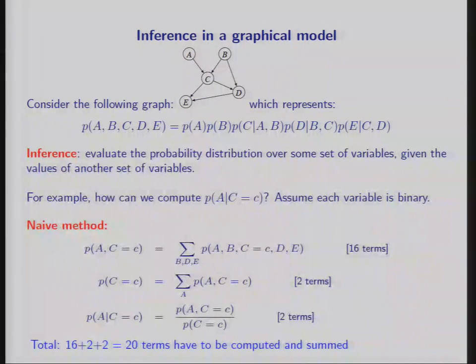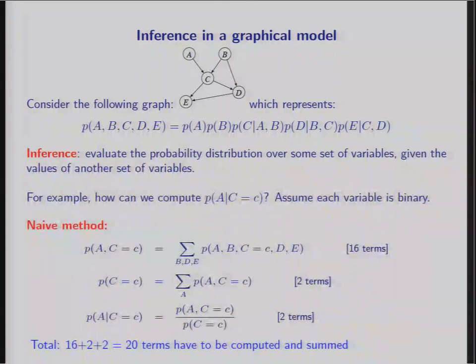So now let's talk about inference in graphical models. Consider the following graph. What is inference? Inference corresponds to evaluating the probability distribution over some set of variables given the values of another set of variables. For example, what is the probability of A given that we know the value of C? All right? So for example, assume that each variable is binary. How do we compute this?